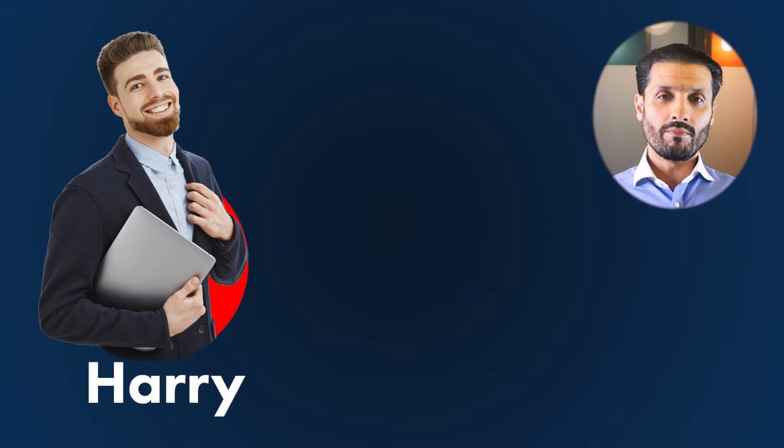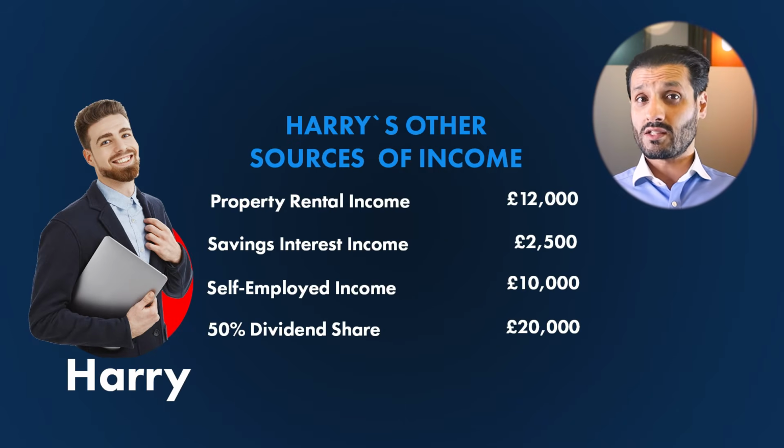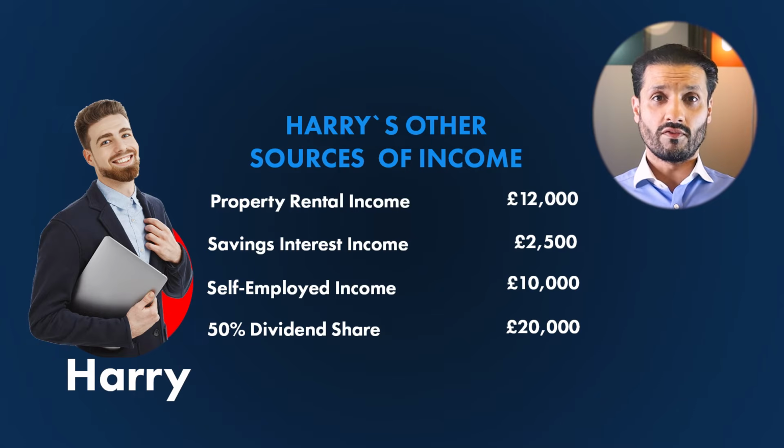Meet Harry, a web designer and UX expert who is employed full-time on PAYE and earns £35,000 per year gross. That is before any tax or national insurance is deducted. Harry also has other or multiple sources of income as follows. He receives a taxable profit of £12,000 a year from property rental income. There is savings interest income of £2,500 per year.